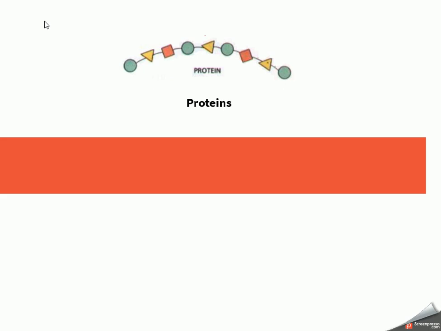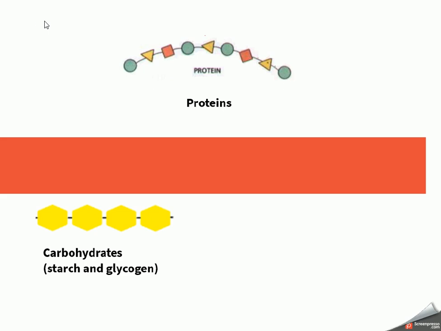If you want to go further from there, well, the eye colour, hair colour, skin strength, it's all down to proteins. We've also got carbohydrates as well.